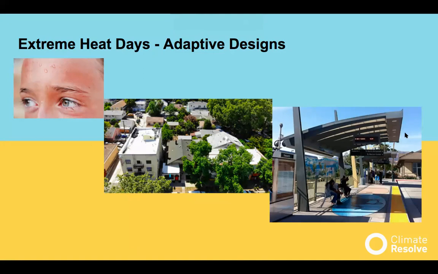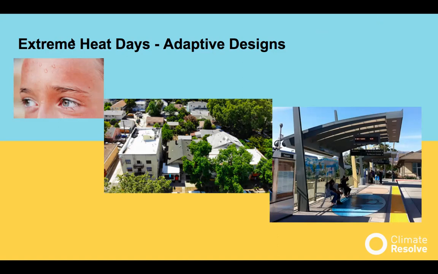So when thinking about designs, there's a need to have trees, shade canopies over well-used parts of the building, bus shelters, energy efficient conditioning, and then cool roofs and cool pavements. So that is how climate science, which we kind of just looked at in the matrix, can help inform designs that are done for affordable housing.